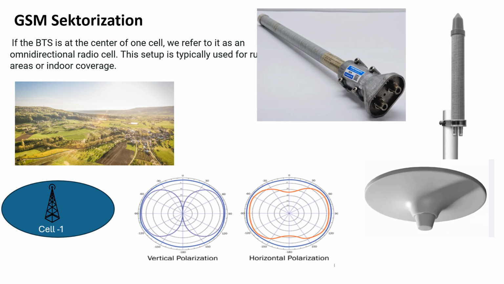Gain and range. Omni antennas typically have lower gain compared to directional antennas because their energy is spread out over a larger area. This results in a shorter range but broader coverage. Applications. They are commonly used in cellular base stations in rural or suburban areas where 360-degree coverage is needed, Wi-Fi hotspots where coverage needs to be provided in all directions, and marine and aviation communications where an all-around signal is beneficial.